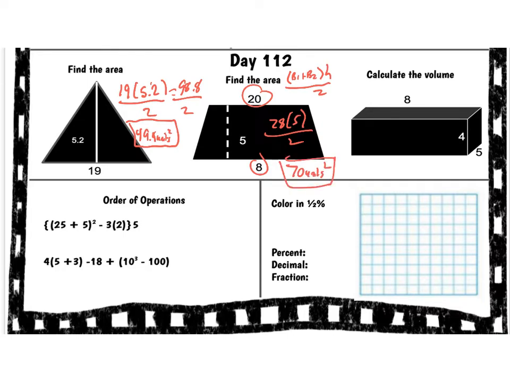And then calculate the volume. Length times width times height. So you do 4 times 5, which is 20, and 20 times 8 is 160.